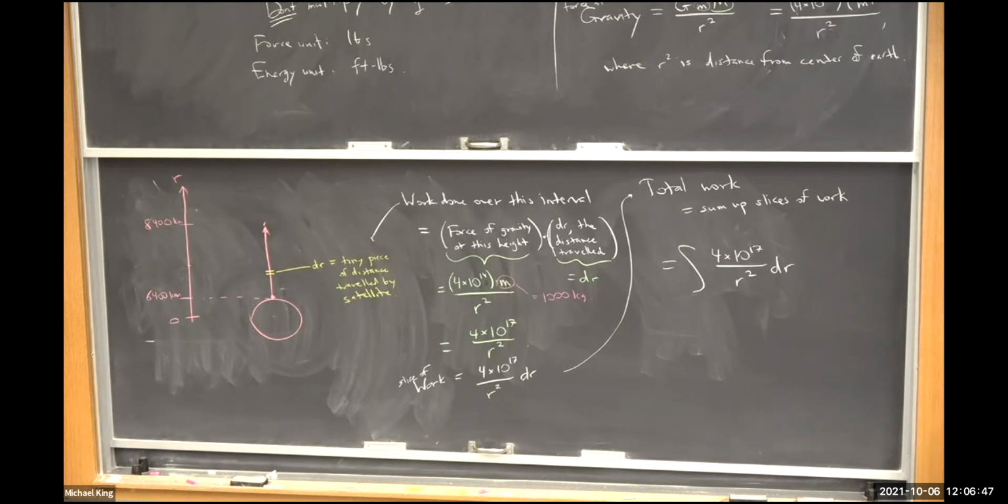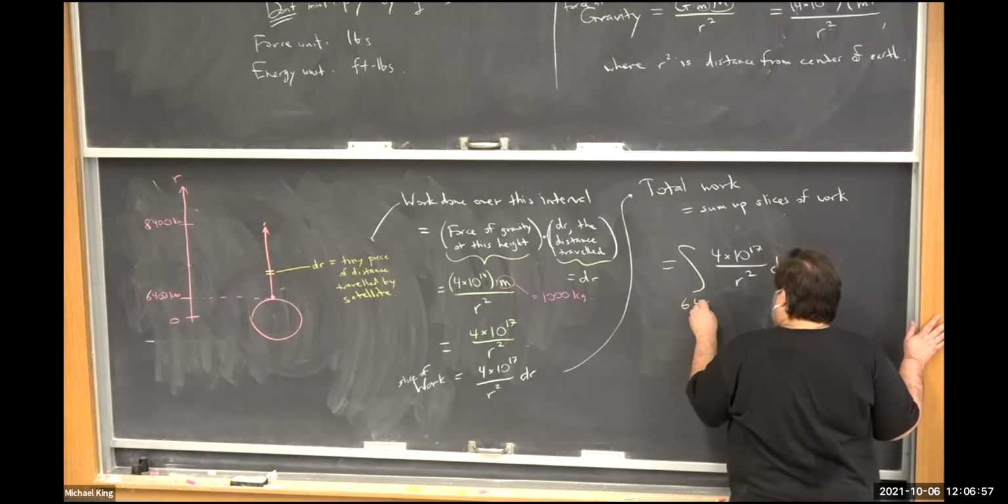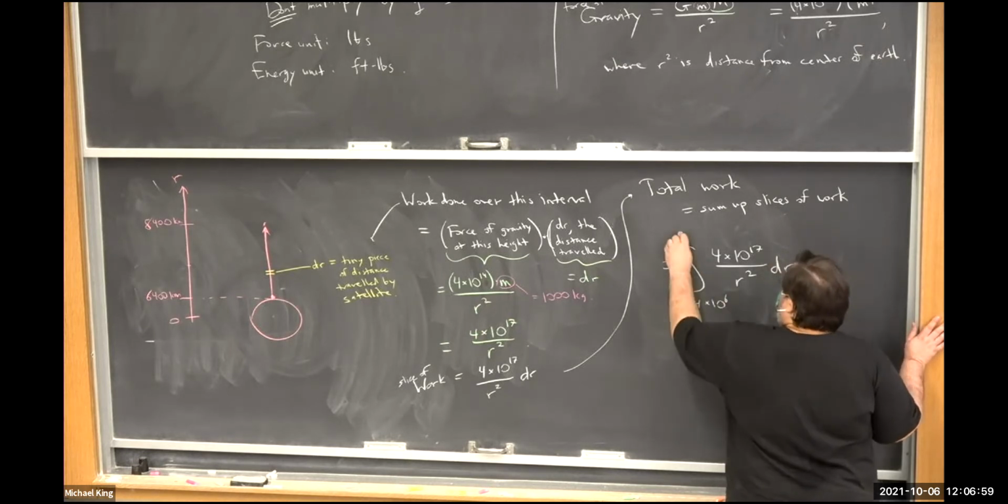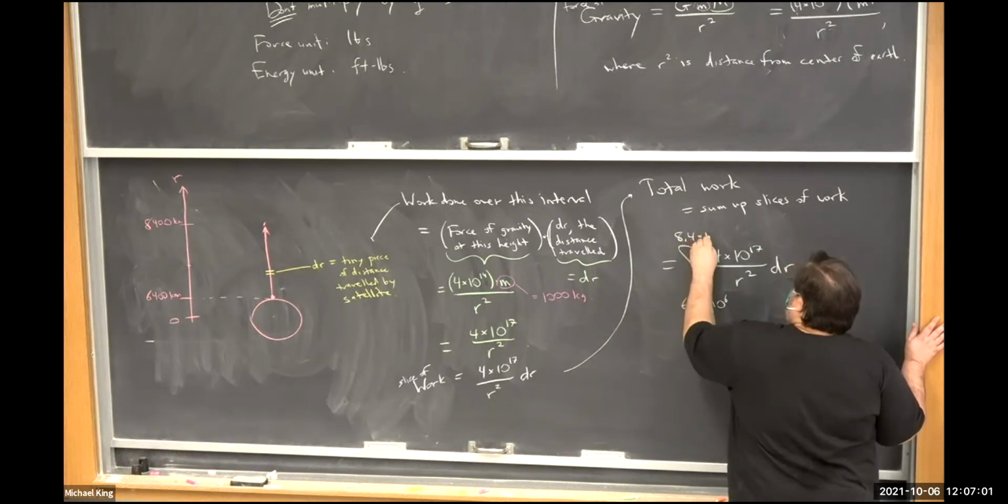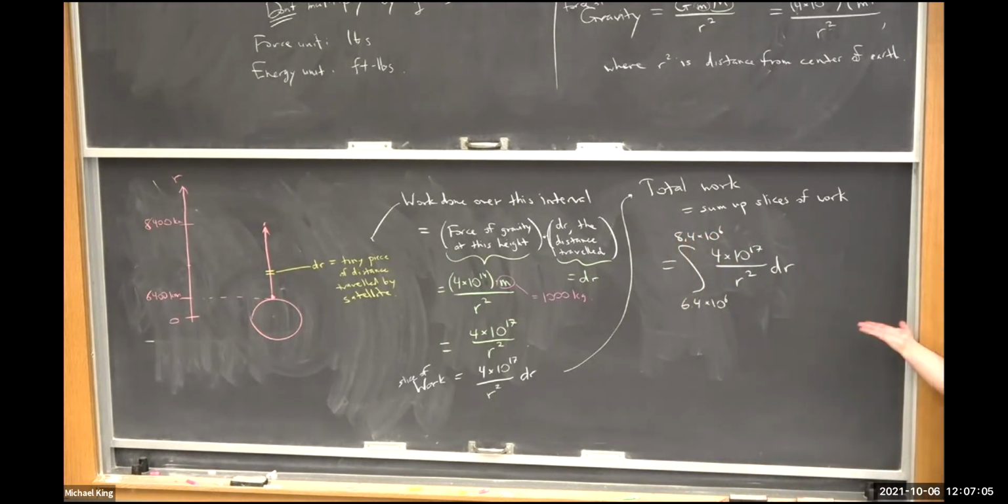Yeah, exactly. It's 6,400 kilometers to 8,400 kilometers. Although probably this should all be in terms of meters. So I should do the 6.4 times 10 to the 6. There's going to be a lot of powers of 10 floating around here. This is fun, right? So they actually end up with an integral that's not hard. It's just the numbers that are unpleasant.